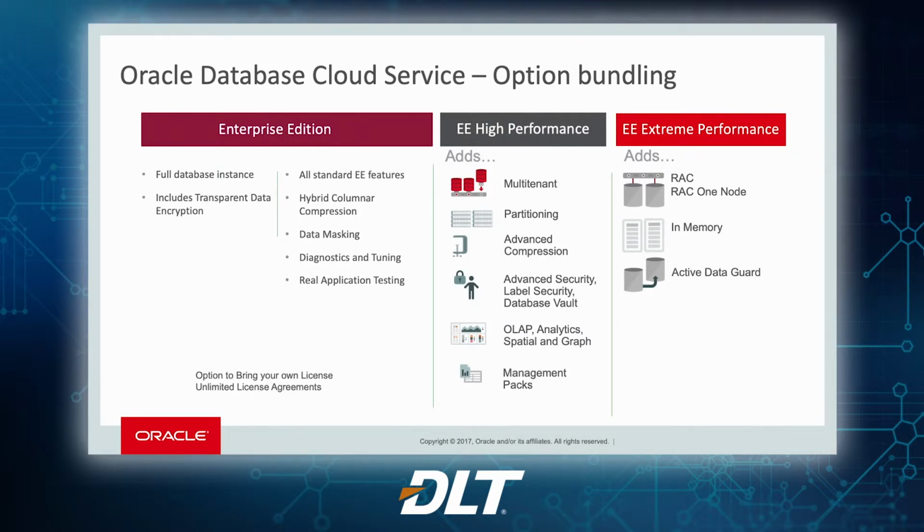We enable encryption for data in motion as well. So we have standard Enterprise Edition features. Also with Enterprise Edition, you have hybrid columnar compression for compressing data that's not changing frequently. That's used a lot of times in analytics or for archiving. Data masking, diagnostics and tuning capabilities.